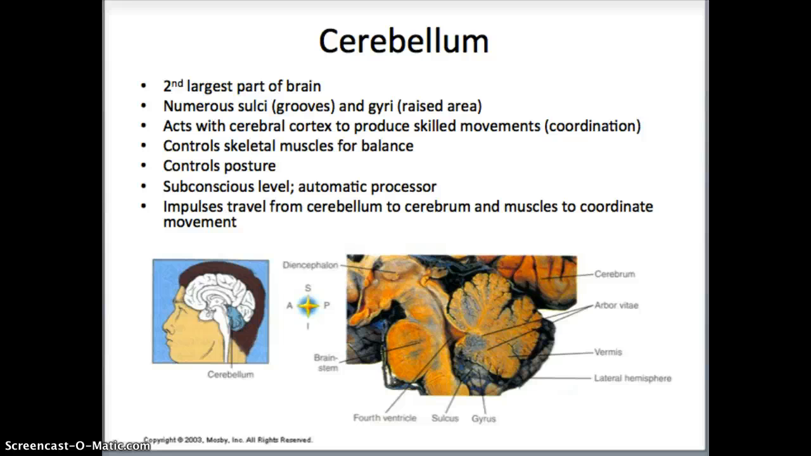If you damage your cerebellum, it can cause tremors, inaccurate movement of voluntary muscles. You can lose muscle tone as a result of that. You can also lose your equilibrium, so you lose your center of gravity.